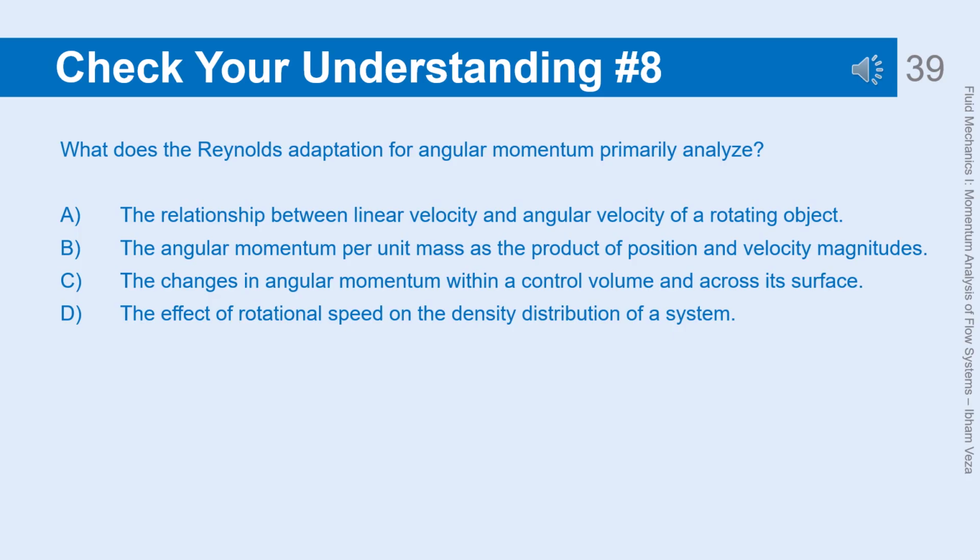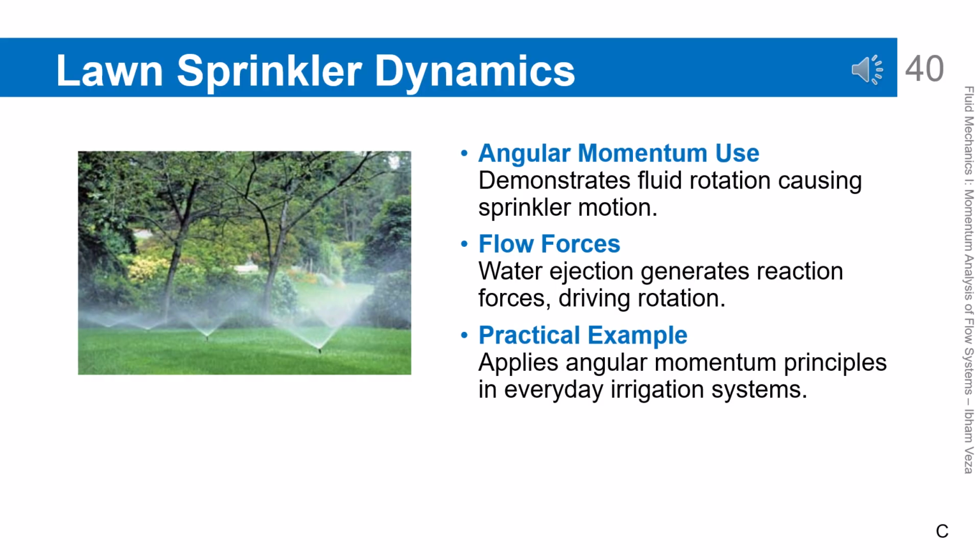Explanation of incorrect options. Option A. While angular and linear velocities are related, this option does not involve the Reynolds adaptation, which focuses on tracking angular momentum, not velocity relationships. Option B. Angular momentum per unit mass is expressed as the cross product of position and velocity vectors, not simply their product of magnitudes. This oversimplifies the concept. Option D. The Reynolds adaptation does not deal with density distribution, but specifically analyzes angular momentum changes within and across the control volume.